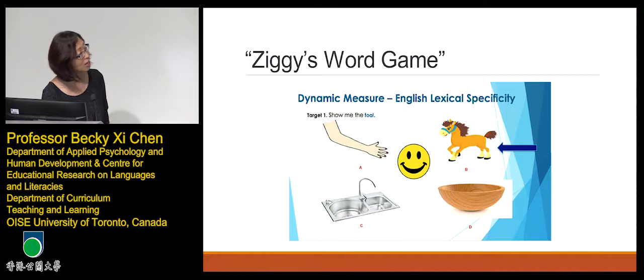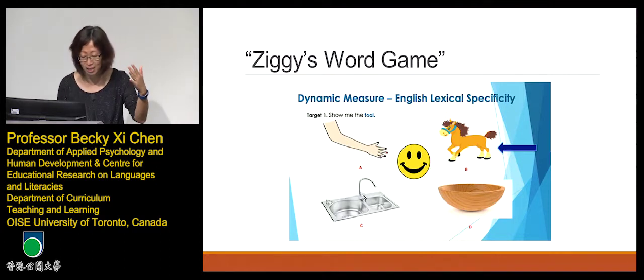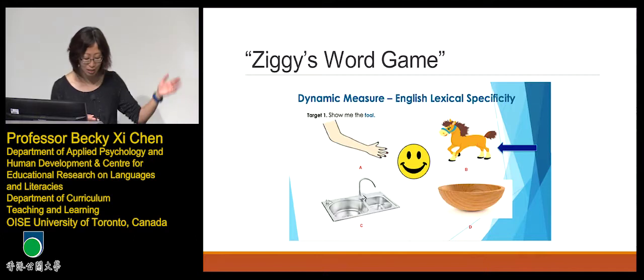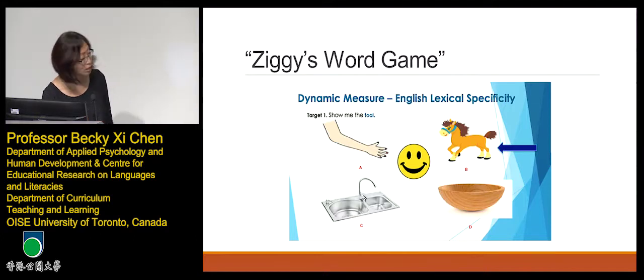Like this is sink, this is hand. They're unrelated. So they will hear a voice that says, show me the foe. And then the child knows, oh, foe actually means, what does it mean? It means a little horse. And this is bow. Everybody knows bow. So now they have to tell, oh, foe and bow, they sound similar, but they're different. So that's learning phase 1.